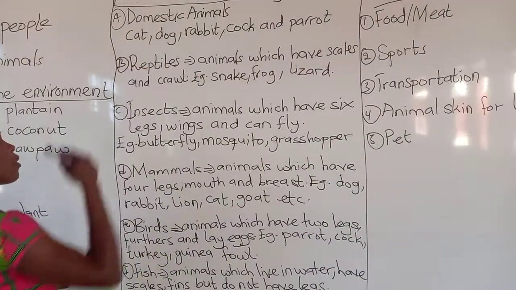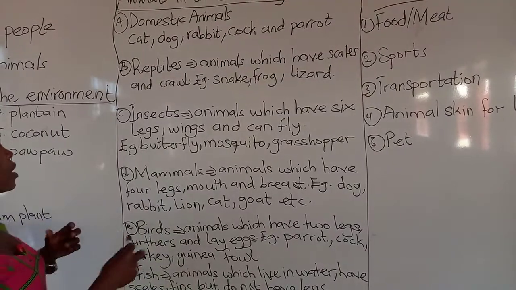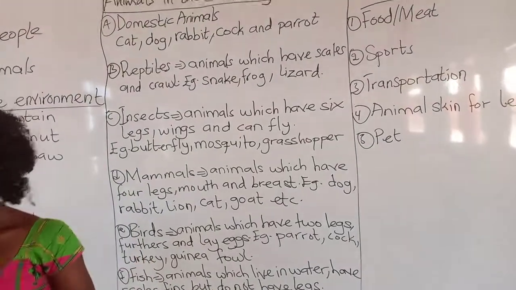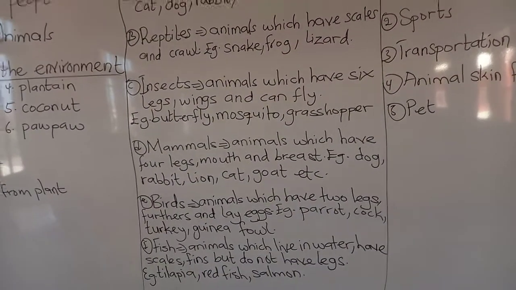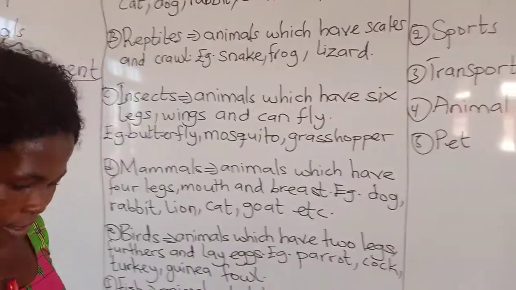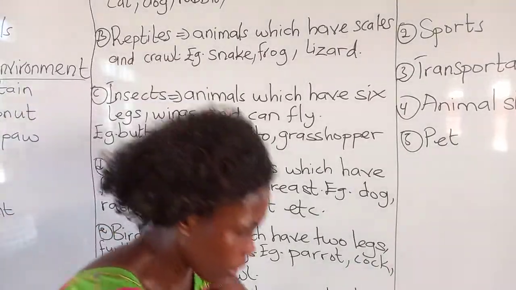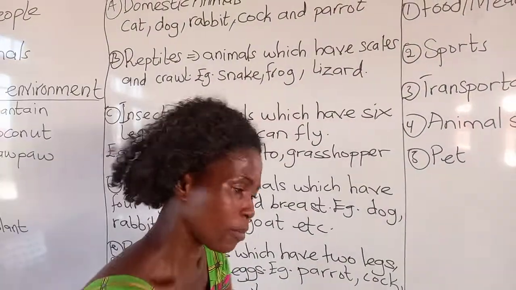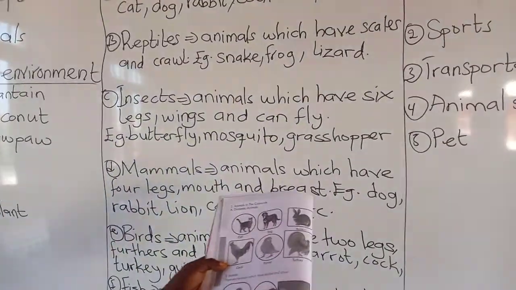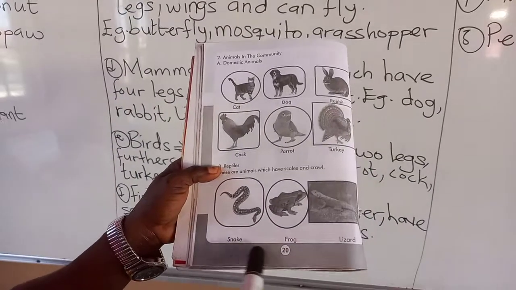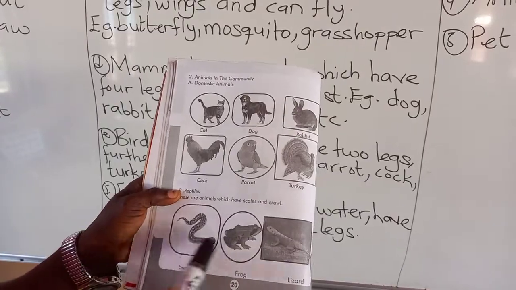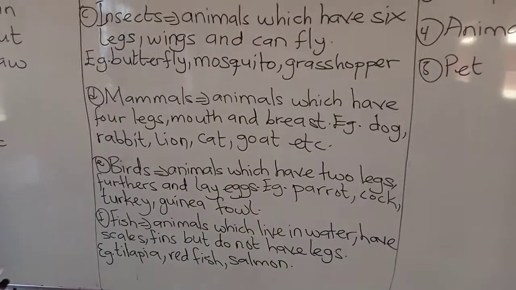We have reptiles. These reptiles, they are animals which have scales and crawl. When we say crawl, they crawl with their chest and stomach on the floor, as a baby would crawl. So we have snake, frog, and lizard. And these are examples of animals that have scales and crawl.